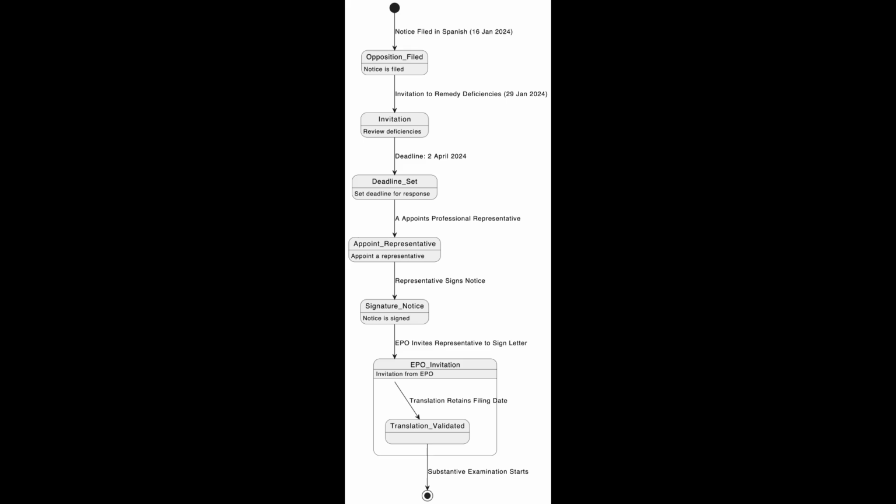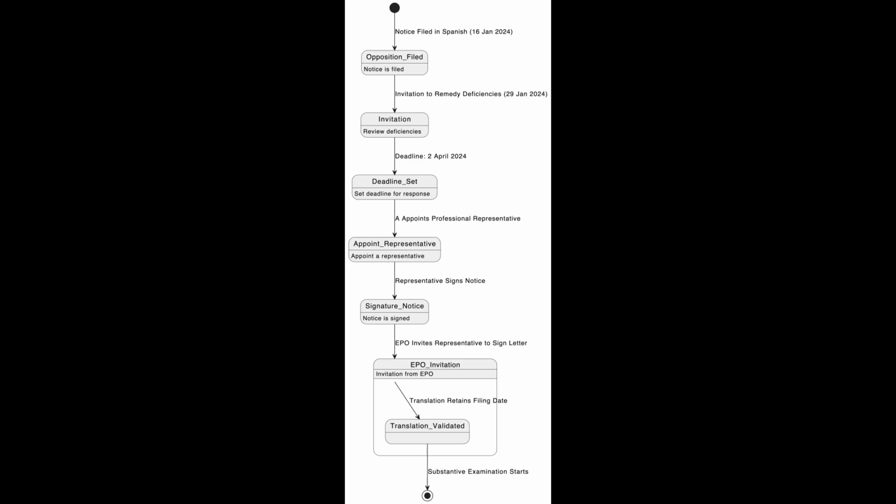Under Rule 50.3 EPC, in combination with Rule 86 EPC, the letter will be considered not duly signed. What happens next? Once A appoints a professional representative, this representative will also be deemed the common representative under Rule 151.1 EPC. The EPO will invite the common representative to sign a letter accompanying the translation within a specified time limit. Once signed, the translation will retain its original filing date and be considered filed in due time.